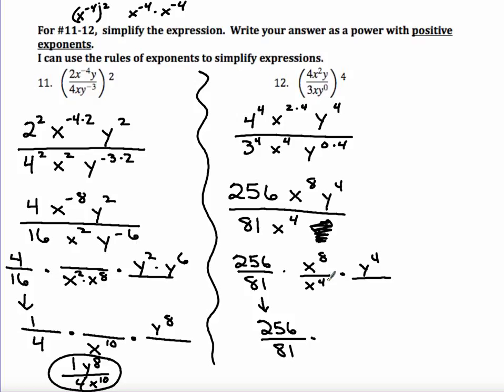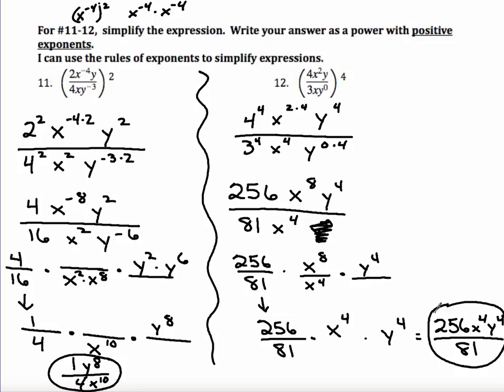So on this one, I'm going to go ahead and subtract my exponents because I've got 8 of them in the numerator, and I've got 4 of them in the denominator. So I know that 4 of them are going to cancel. The 4 that are in the denominator are going to cancel with 4 of those 8 that are in the numerator, and I'm going to be left with 4 of them. And then I've got the y to the 4th that was already there. And so as a final answer here, 256 x to the 4th, y to the 4th, over 81. And that's what we've got.